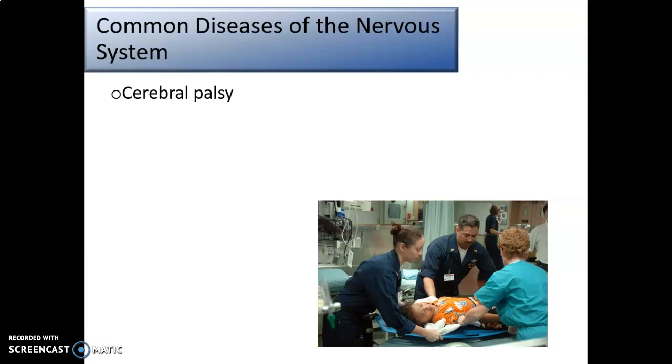Cerebral palsy is a disease of the nervous system that is usually found at birth, and it affects your motor system most of the time.